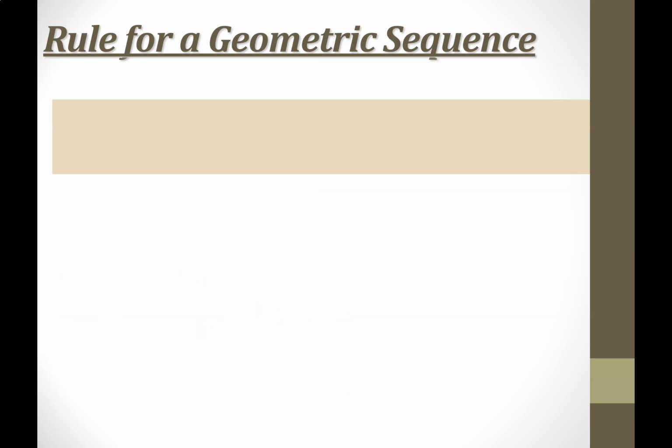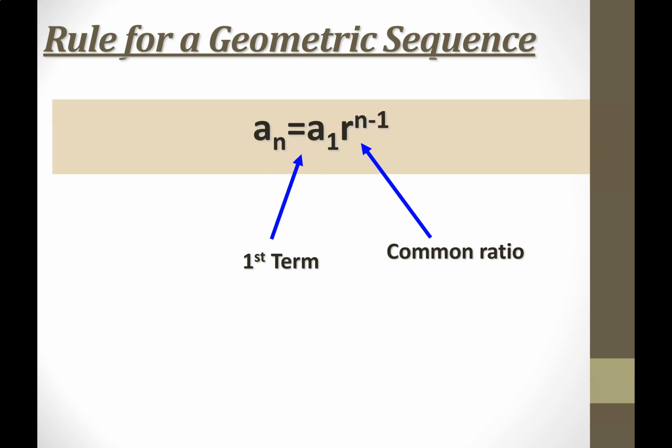All right, what about a rule for a geometric sequence? This is how we're going to find it. It'll be a sub n is equal to a sub 1 times r to the n minus 1 power. Make sure you have that, please. r is your common ratio. Remember that. And let's continue.